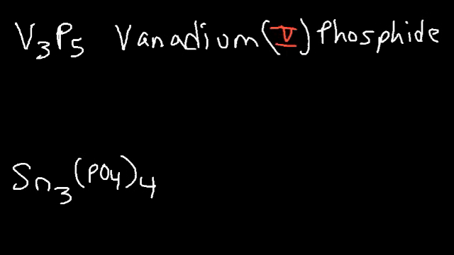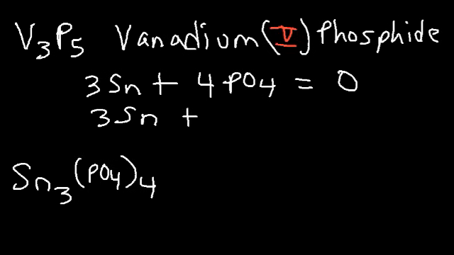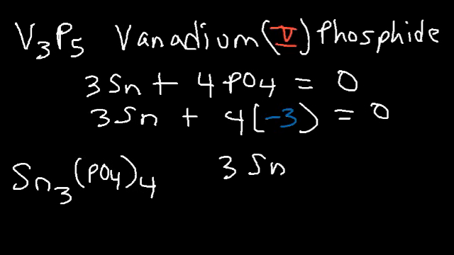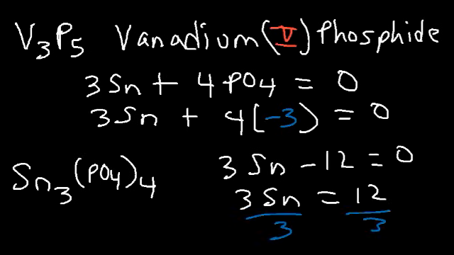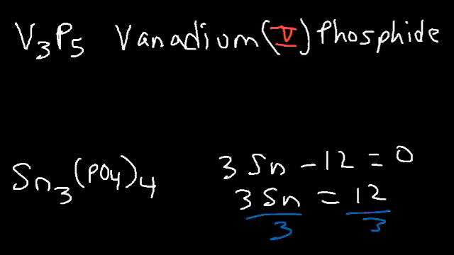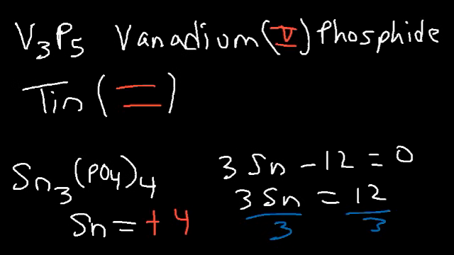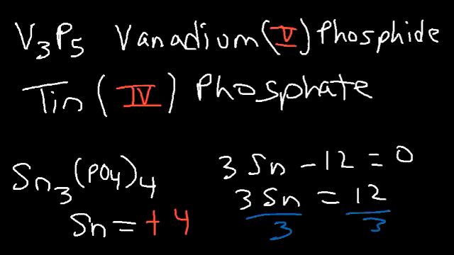So let's try our last example. Sn is tin, PO4 is phosphate. So let's calculate the oxidation state. So we have 3Sn. Now you want to view phosphate as a single unit because you know the overall charge. So we have 4 phosphate units, and the net charge is 0. So phosphate as a polyatomic ion has a net charge of minus 3. So 4 times negative 3 is negative 12. If we add 12 to both sides, we get this, and our last step is to divide by 3. So therefore, 12 divided by 3 is 4. So tin is in the plus 4 oxidation state. So now we can write the name. So it's going to be called tin 4 phosphate. So now you know how to name ionic compounds that contain transition metals and even polyatomic ions.